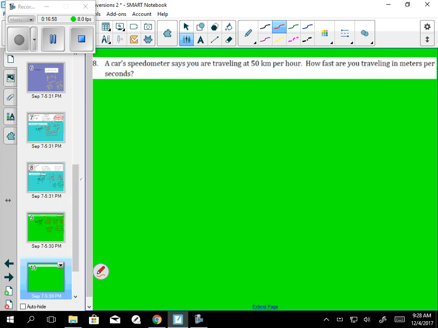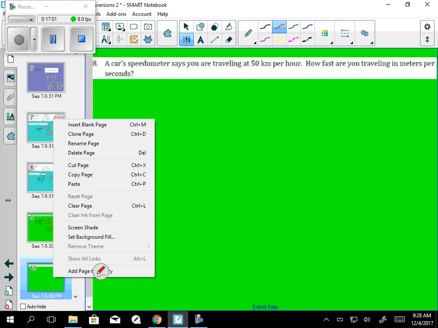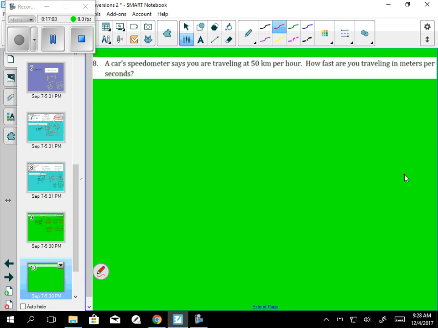Let's try one more of these ones. This one says a car speedometer says you are traveling 50 kilometers per hour. How fast are you traveling in meters per second? Start with what you know. This is what they gave us. So the first thing should always be what they gave you. 50 kilometers per every 1 hour.